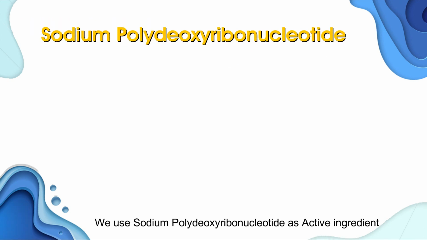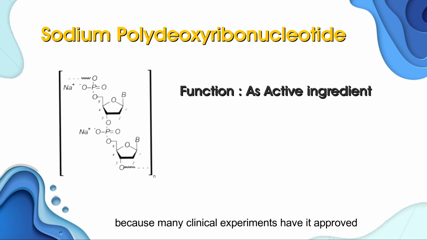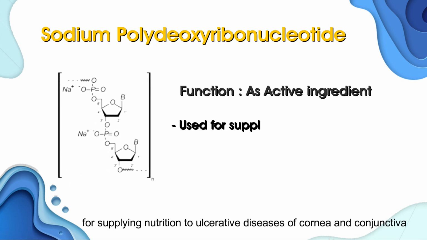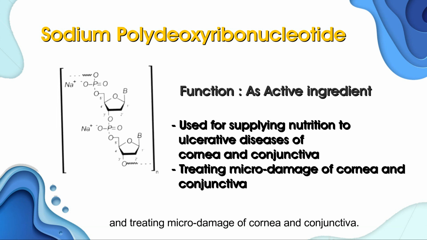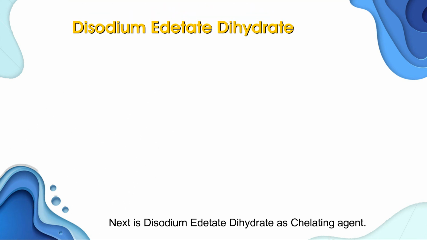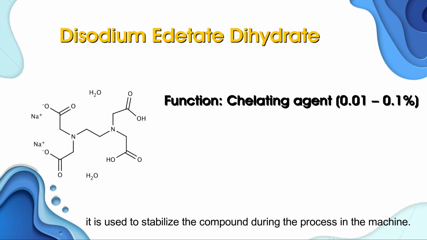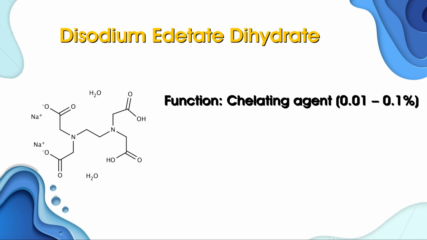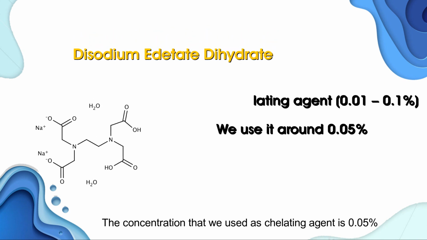We use sodium polydeoxyribonucleotide as the active ingredient because many clinical experiments have approved it for supplying nutrition to ulcerative diseases of the cornea and conjunctiva, and also to treat microdamage of the cornea and conjunctiva. Next is disodium erythrit dihydrate as chelating agent. It is used to stabilize the components during the process in the machine. The concentration that we use as chelating agent is 0.05%.